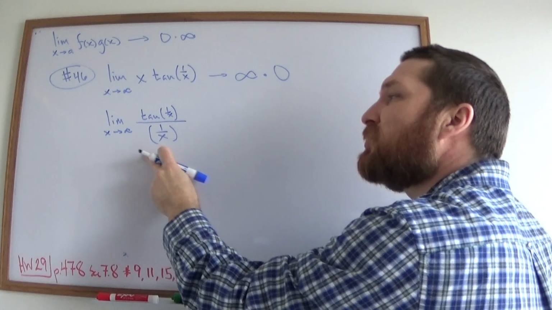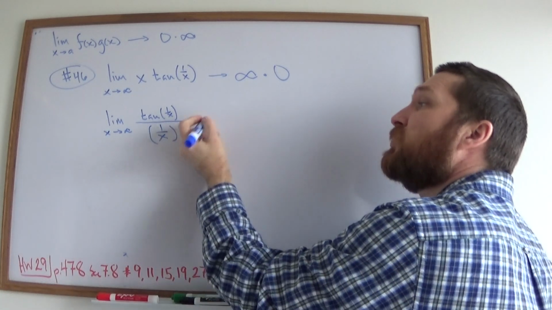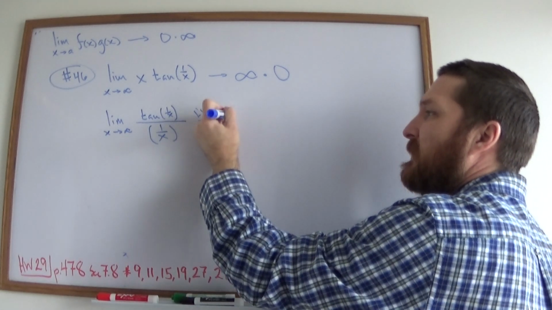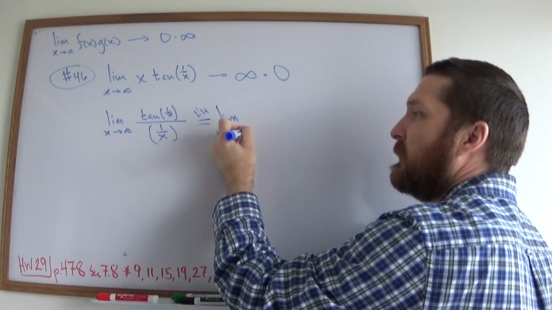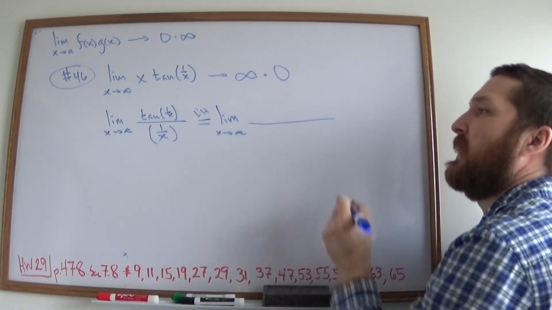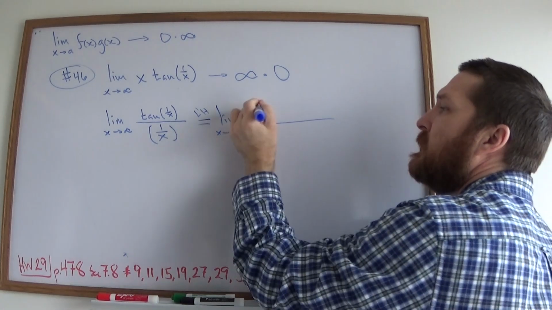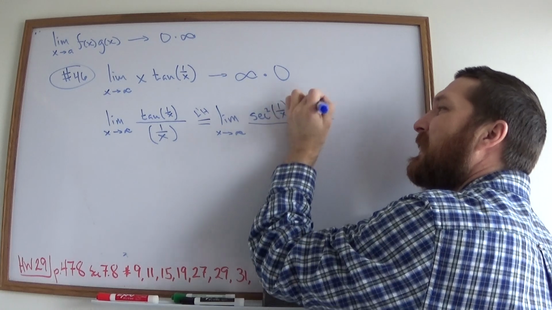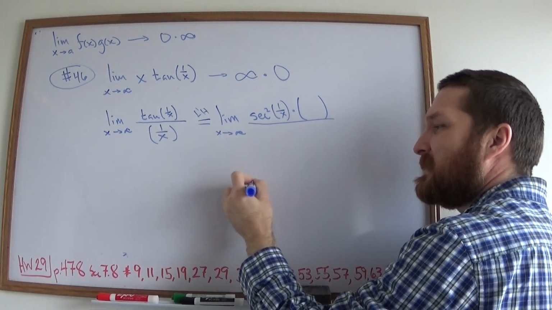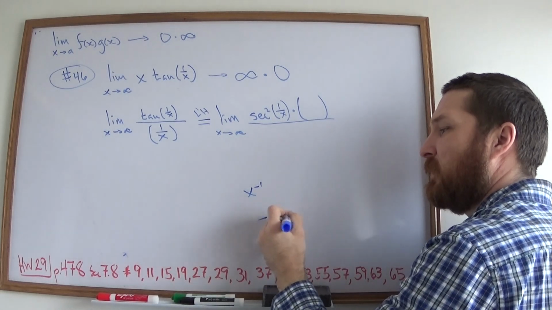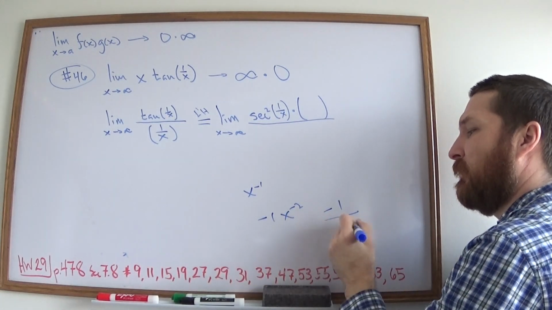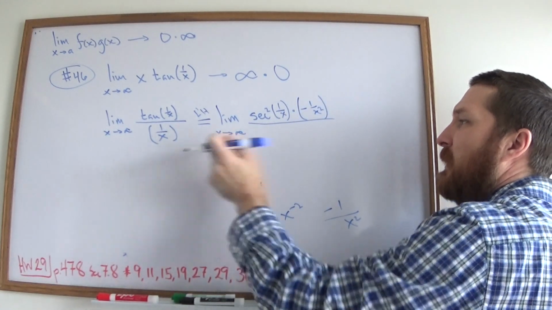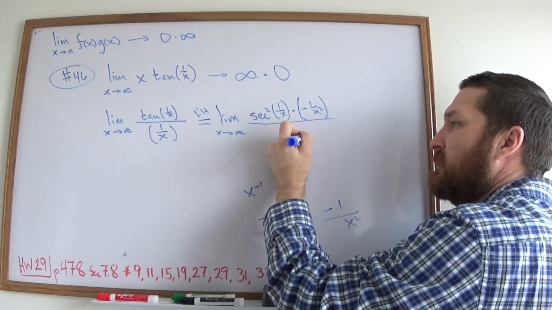So this goes to 0 over 0, so I can apply L'Hopital's rule and say that this is the same thing as the limit of their derivatives. What's the derivative of the top? The derivative of tangent is secant squared of 1 over x, times negative 1 over x squared. Right, because that's x to the negative 1; you take the derivative, the negative 1 drops down, and you get x to the negative 2. That's negative 1 over x squared. What's the derivative of the bottom, 1 over x? Negative 1 over x squared. It happens to be the same thing.